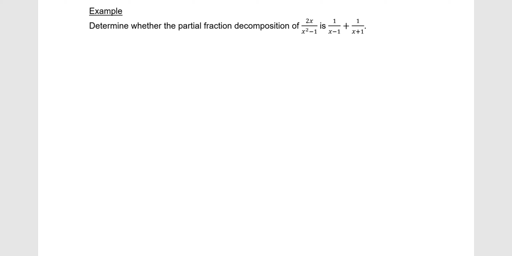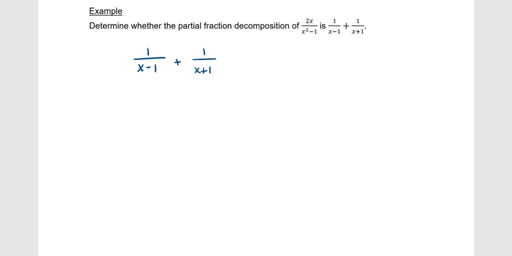So for example, let's determine whether the partial fraction decomposition of 2x over x squared minus 1 is 1 over x minus 1 plus 1 over x plus 1. So to show this, we need to add those fractions together. So we need to do 1 over x minus 1 plus 1 over x plus 1, and we need to show that it equals 2x over x squared minus 1.